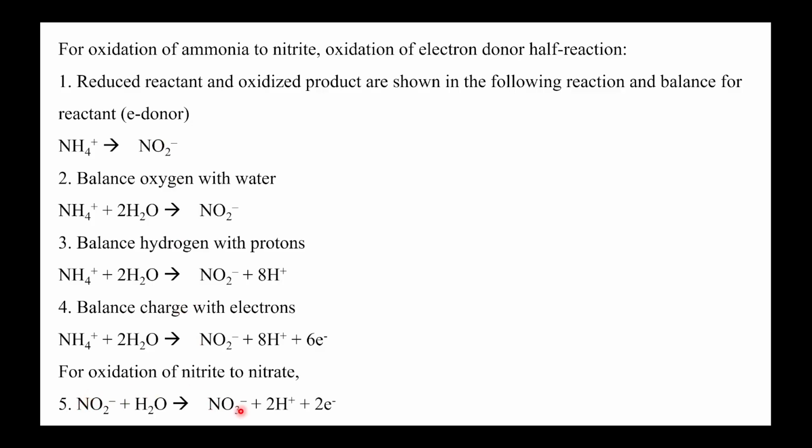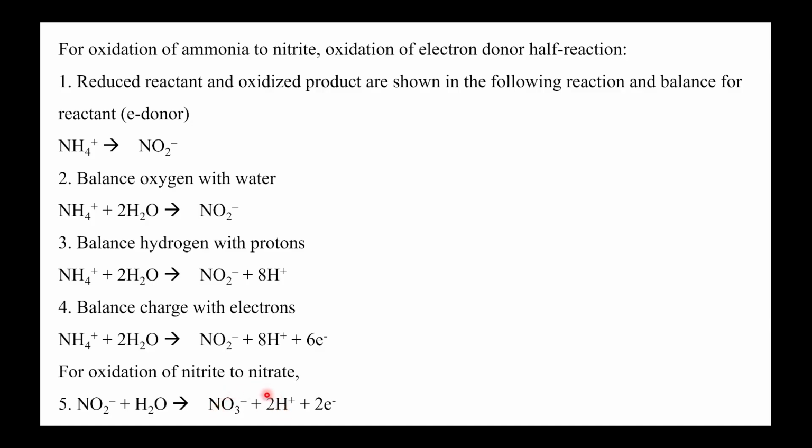So NO2 minus to NO3 minus, first we will balance the oxygen. We have one extra oxygen on the right hand side, so we will add one water molecule on the left hand side. Once we add one water molecule on the left hand side, we have 2 hydrogen on the left hand side, so we'll add 2 protons on the right hand side. Now we'll have to balance the charge. On the left hand side we have -1 charge, on the right hand side we have 2 plus charges from protons and 1 minus charge from nitrate.